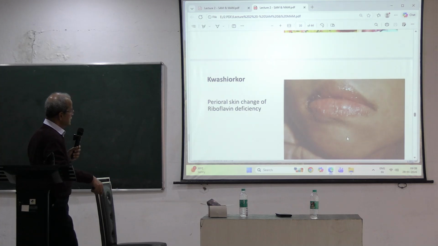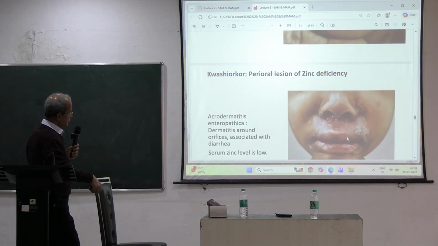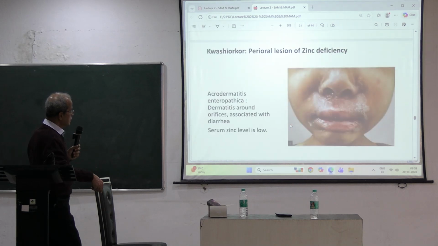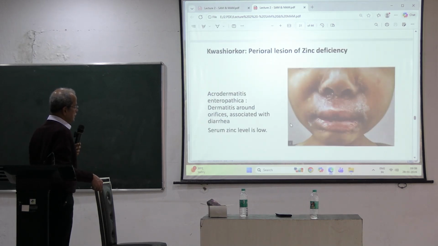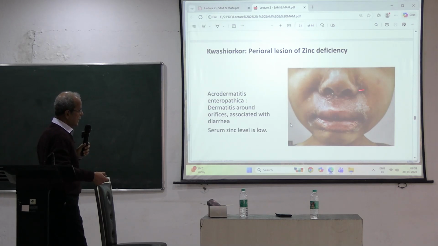Okay. These are the perioral skin changes of kwashiorkor in a riboflavin, vitamin B complex deficiency, which is often associated, and you will see a picture like this. Perioral skin changes. জিঙ্ক ডেফিসিয়েন্সি অ্যাসোসিয়েটেড উইথ দিস থিং। আবার দেখো ওটা নেমে গেছে, পলাশ ওটা নেমে গেছে। This is called acute dermatitis enteropathica. There is diarrhea and associated skin changes like this. Around the orifices, around the anal orifice, you may get similar changes, and around the oral orifice, you may get similar changes.